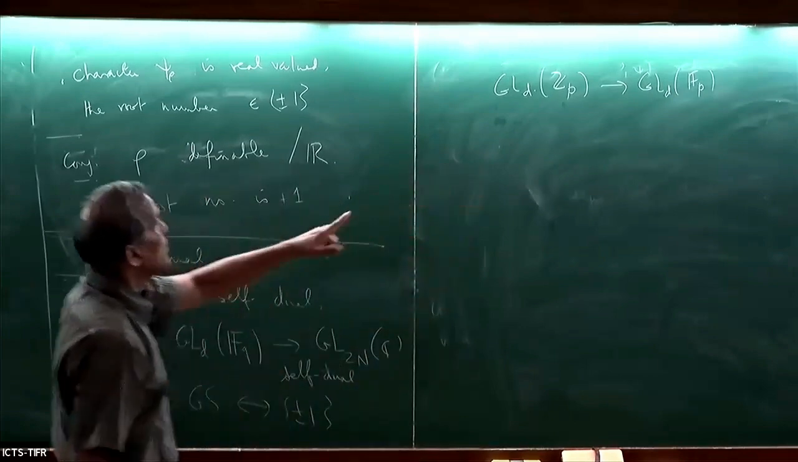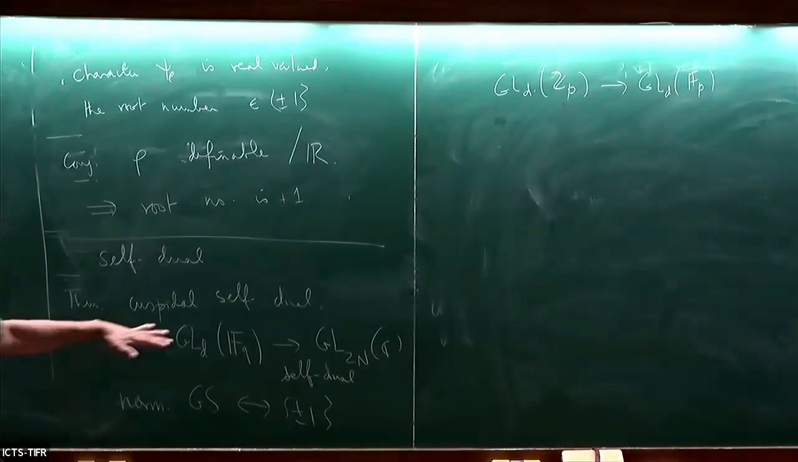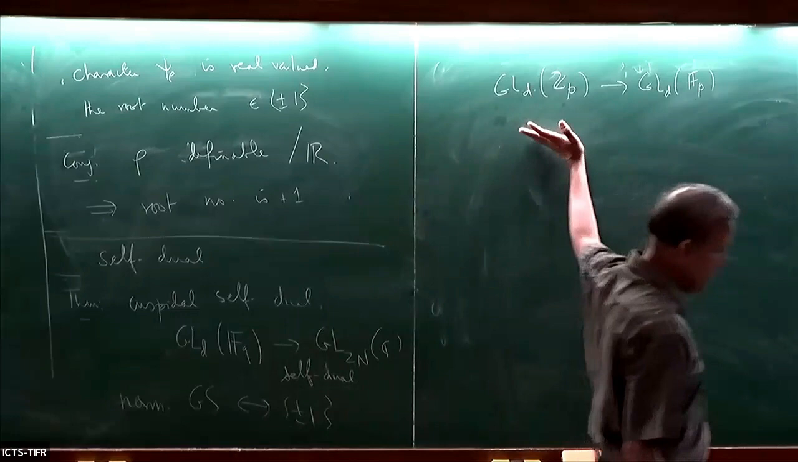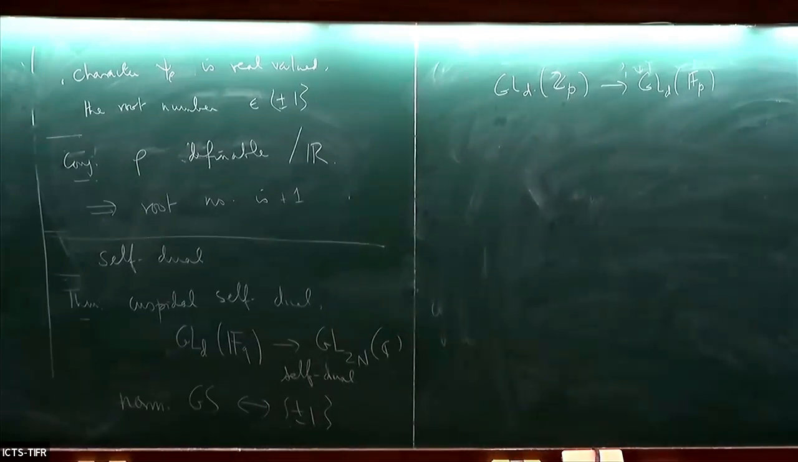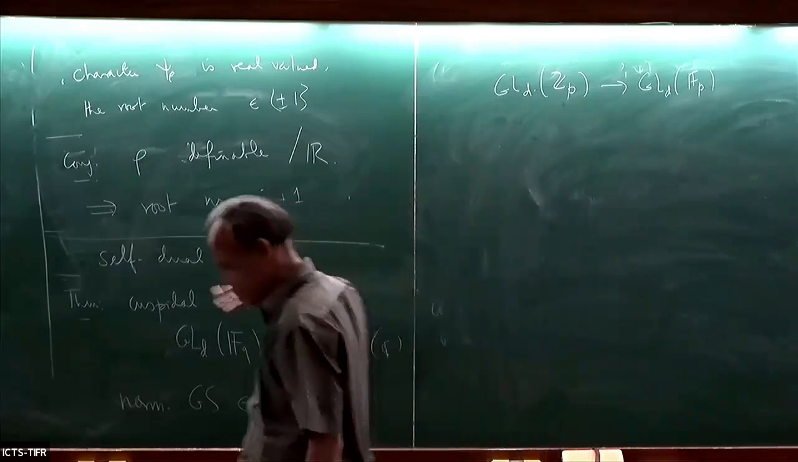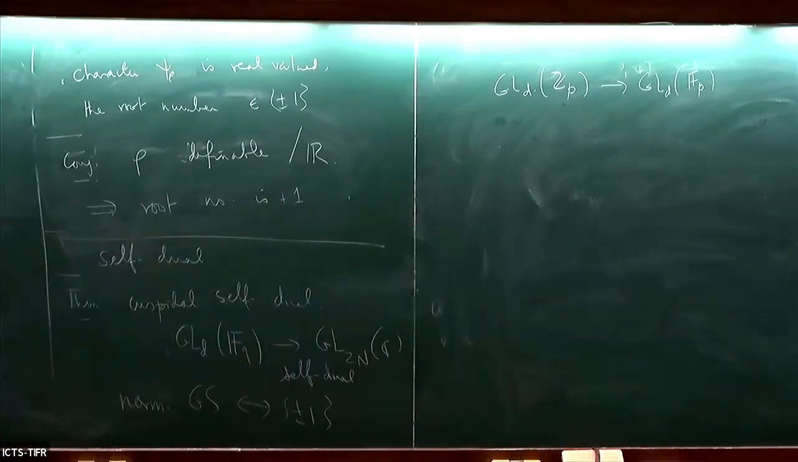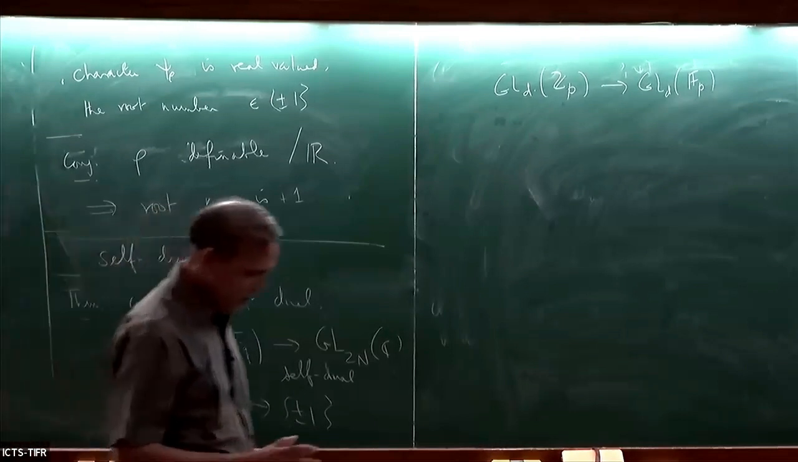So what you get is that if I'm looking at self-dual, tamely ramified representations, then this theorem should say that the root number should be equidistributed between plus and minus 1. I'm not saying we have written it down, but that should be true.